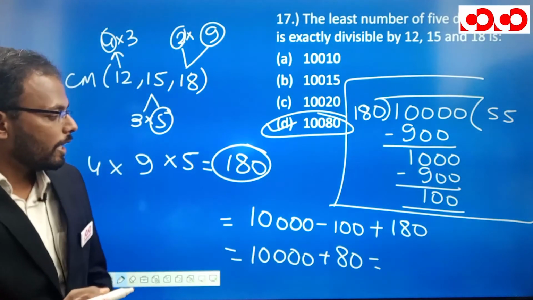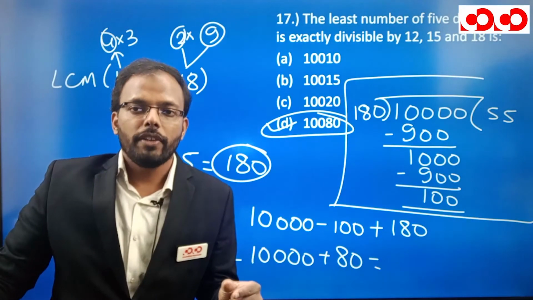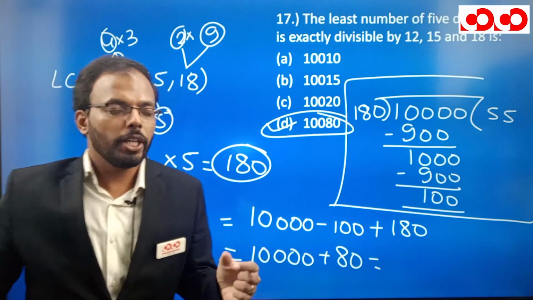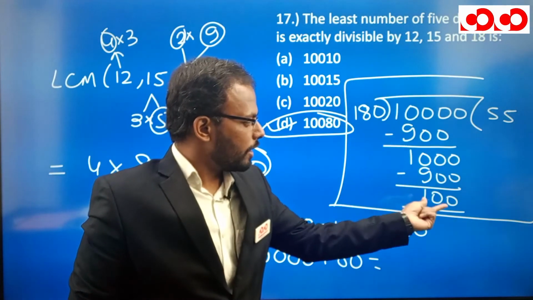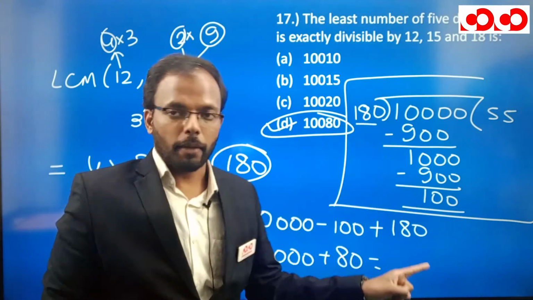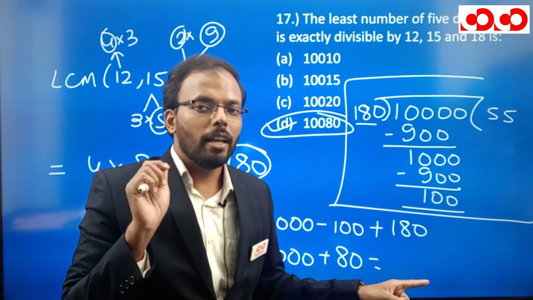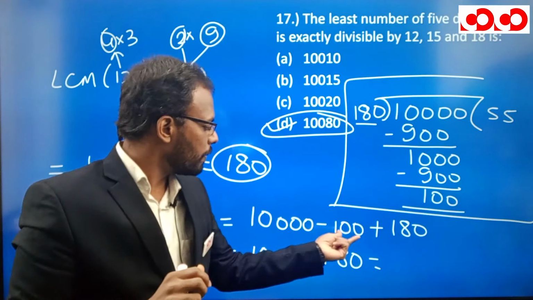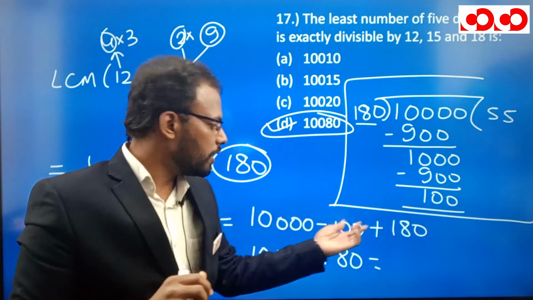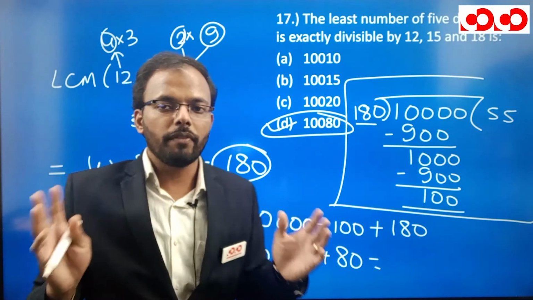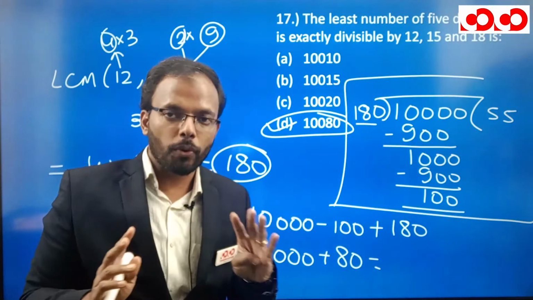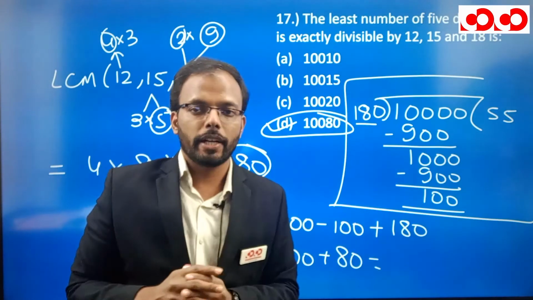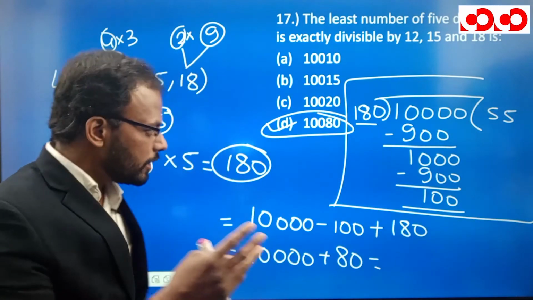As simple as that. So if it is the least 5-digit number, what we need to do? Take the least 5-digit number, take out the remainder, subtract it and add this number once again. However, if it was the largest 5-digit number, just subtract the remainder, forget about adding, because it is again going to be a 5-digit number only. However, if you subtract 100 here, it becomes a 4-digit number. That's why we are adding this 180 again. I hope it is clear. Let's move on to the next question.